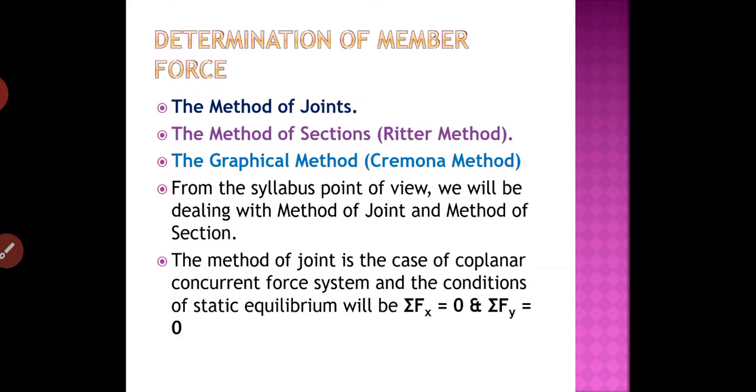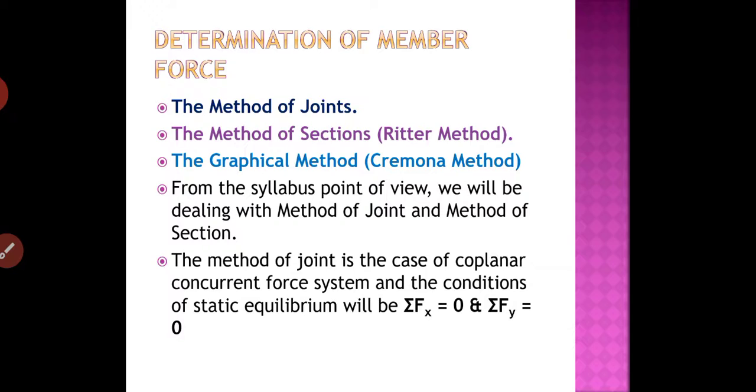Determination of member force has three methods: method of joint, method of section, which we call the Ritter method, and then the graphical method, which we call the Cremona method. From the syllabus point of view, we will be dealing with method of joints and method of section. Method of joint is already dealt with, now we are dealing with the method of section.